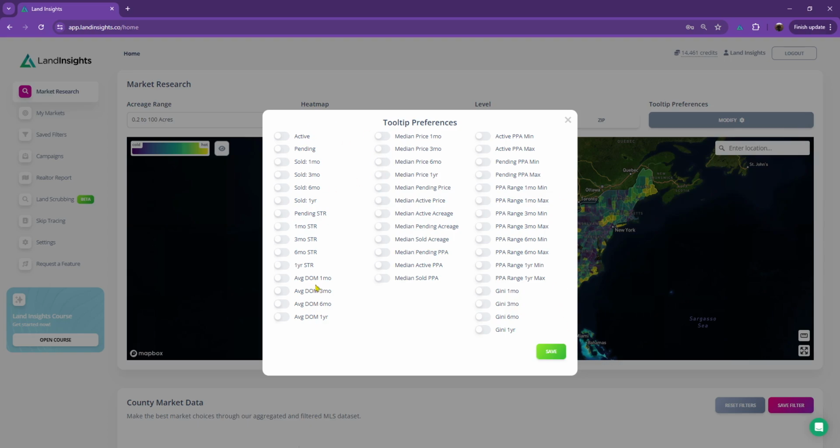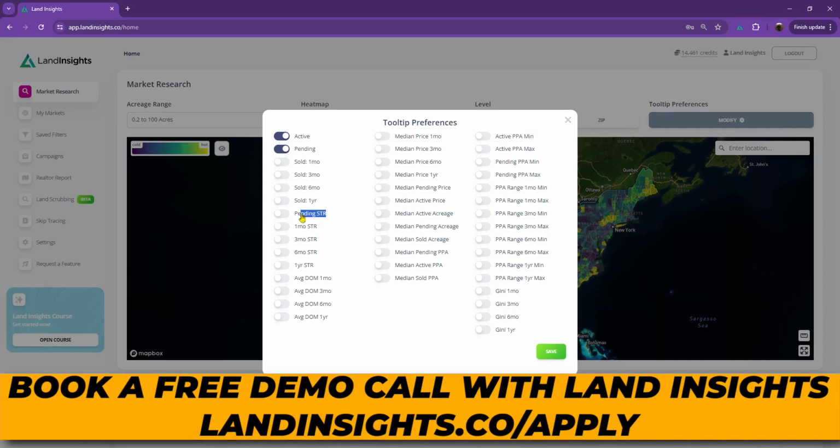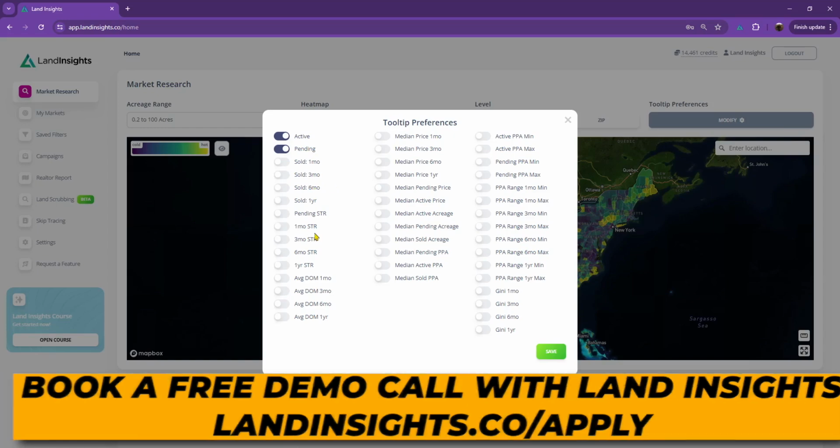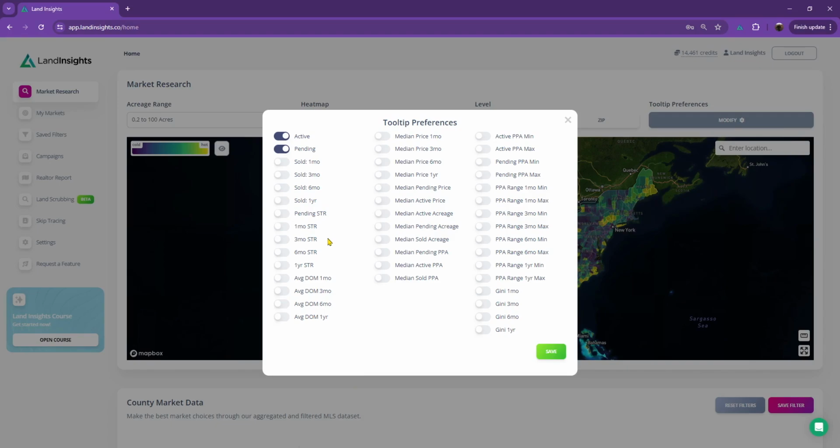So let's go ahead and choose some data points initially just to talk about how we would use that to find good markets. The first thing I would do is include active. I'm going to include pending. I like seeing that current demand, and I like also seeing that in the sell-through rate as well. The pending and sold amounts here. This is very useful when you're thinking about how many comps are in a market. But sell-through rate really shines when we're looking for how quickly that market is really turning.